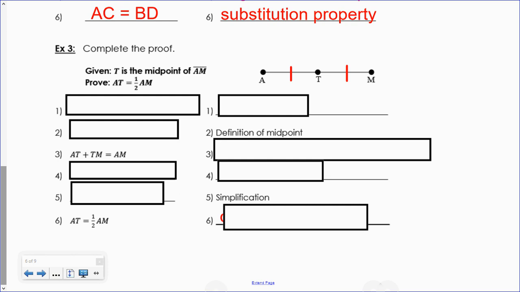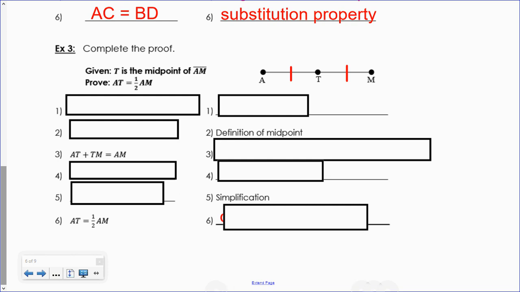So hold that in the back of your thought. How are we going to be using that at some point? Since we saw midpoint and that reminded us that they're equal, we put the hash marks in, we're going to be writing it down somewhere in the proof. But what I'm trying to prove is that AT is equal to half of AM. So somehow I have to take the fact that AT is equal to TM and then get this equation to show up. So I'm going to have to do some equation manipulation to get it to look exactly like this.